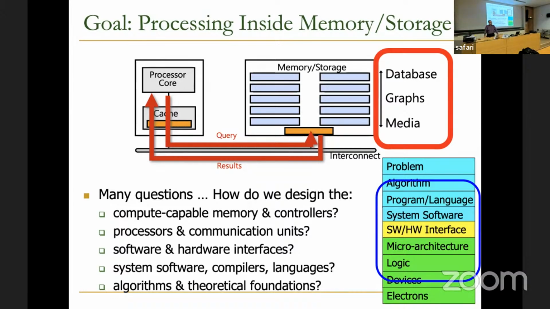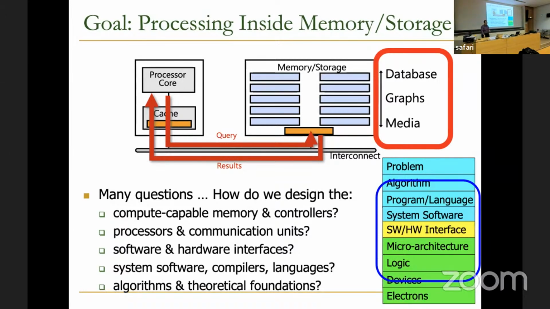The processing is happening only in some specific part of the system. So we discussed that we need a balanced design such that you can use the whole system to process, not only a small part of the system. This is the paradigm of processing inside memory or storage. In this slide, we think about having memory and storage where you can store your applications like databases, graphs, and media. The processor can just send queries like, do this application for me, and memory handles that application and sends back the result.